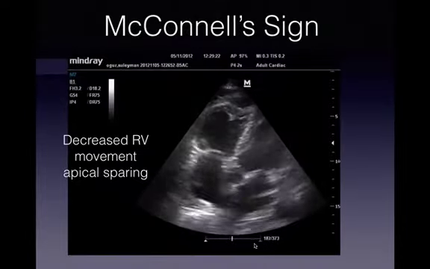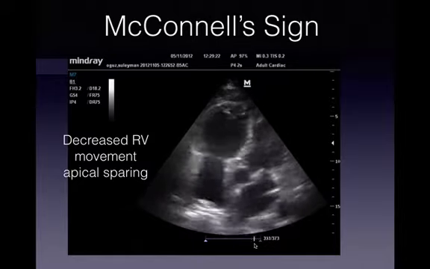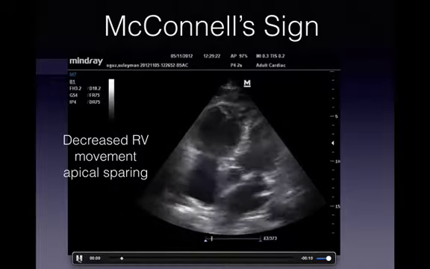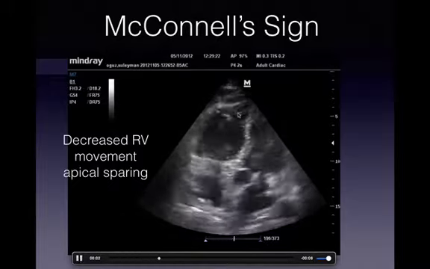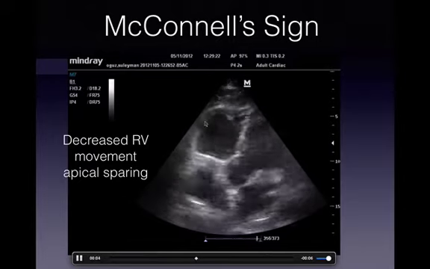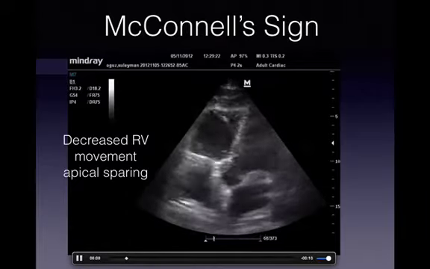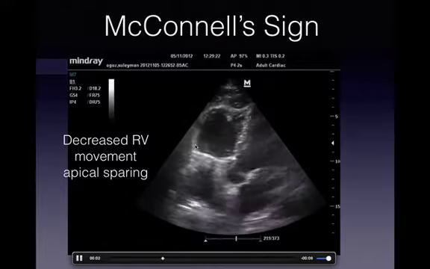This is an example of McConnell's sign, and what we'll see is that there is apical sparing, so the apical part of the heart will beat, but the right ventricle won't beat well otherwise. So this is apical sparing in acute pulmonary embolus.